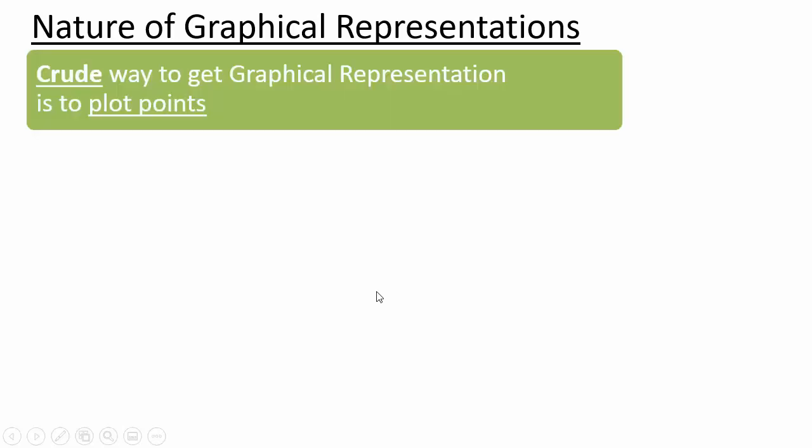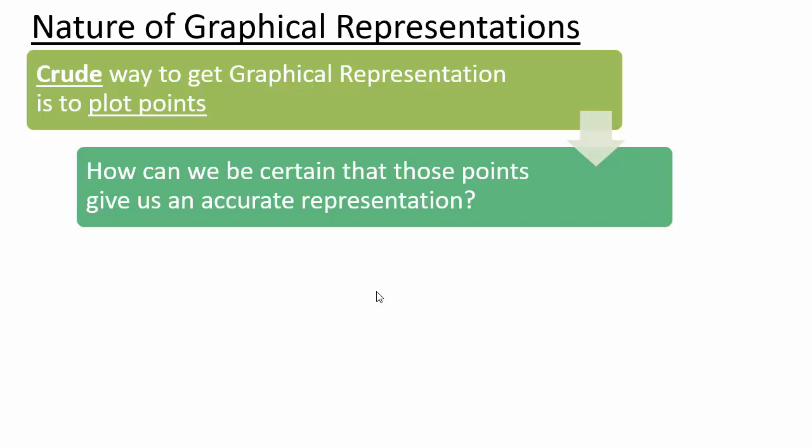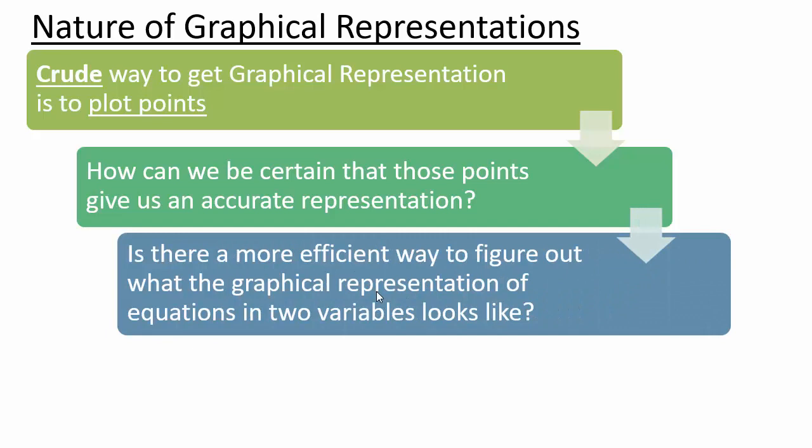So let's just take a look at the nature of graphical representation. A crude way to get a graphical representation of an equation or an inequality in one variable, or two for that matter, is to plot points and see what the graph looks like. So how can we be certain that these points give us an accurate representation? That's one question. And then, is there a more efficient way to figure out what the graphical representation of equations in two variables look like, which we saw were relations or functions?